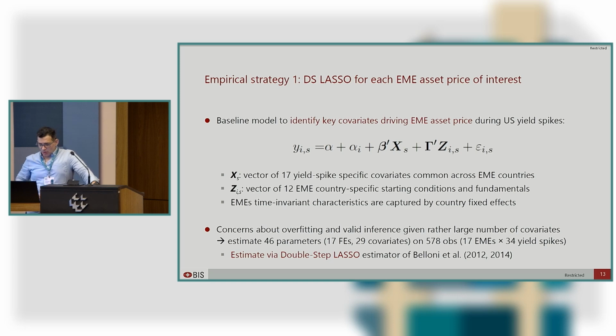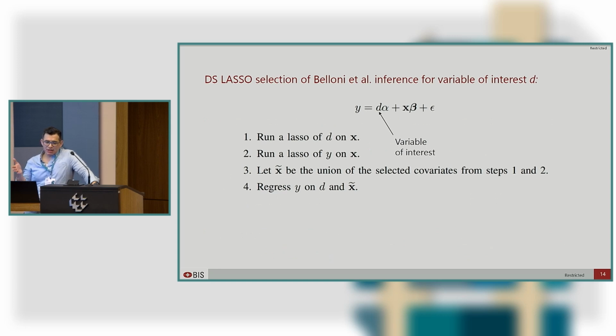And for that, because there are concerns about overfitting and valid inference, we're going to use this method of double-step lasso from the machine learning literature. This is somewhat new literature from Belloni and Chernozhukov. What this double-step lasso strategy does is basically it's going to run first a lasso regression for the variable of interest that you want to get inference about on the total set of explanatory variables, and identify the variables that come out significant in that regression.